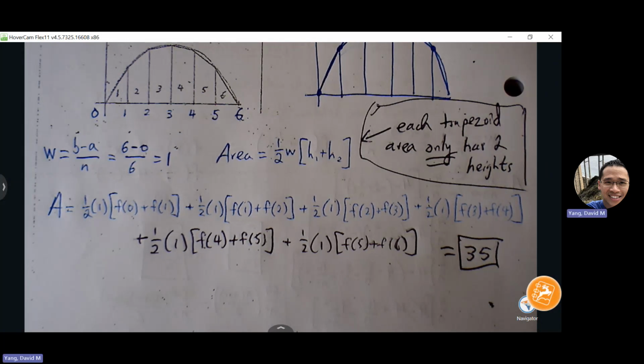Okay, any questions here? This feels a lot like how we would do area of rectangles. We're still going to find the width formula. We're still going to increment to find the heights, but instead of width times height, it's going to be 1/2 width times height 1 plus height 2. So there's always 2 heights associated with each trapezoid.